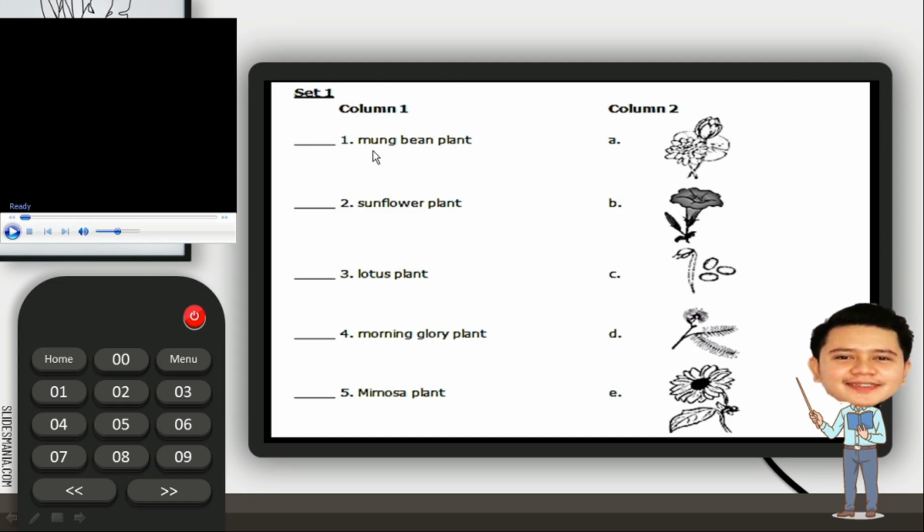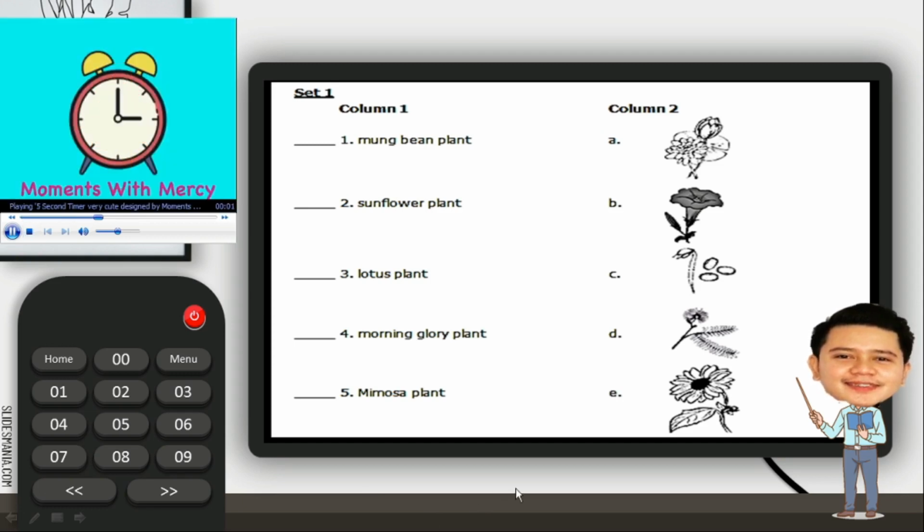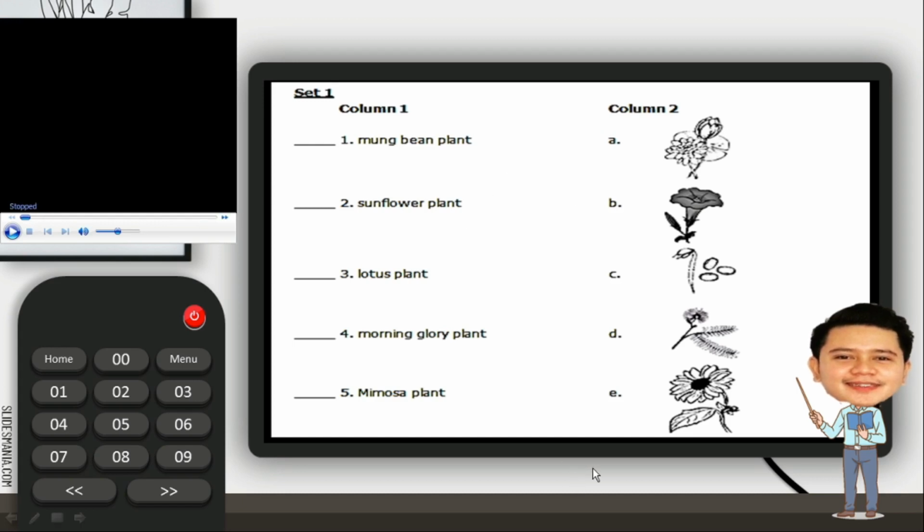Let us read first the vocabulary word. We have the mung bean plant. Again, mung bean plant. So what do you think is the correct answer here? Is it letter A, B, C, D, or E? So 5 seconds, and starts now. Alright, the correct answer is letter C. So this is the mung bean plant.